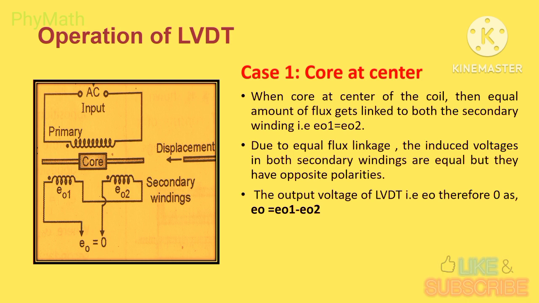The conclusion for case number 1: when the position of the core is at center, the EMF induced in both the secondary windings will be equal, that is EO1 equals EO2. As the EMF induced in both secondary windings is equal, the output voltage EO equals 0.